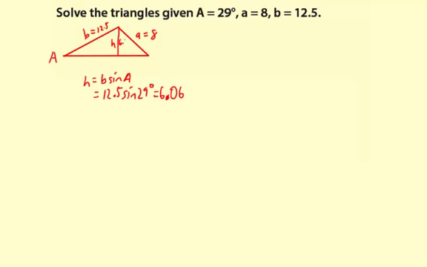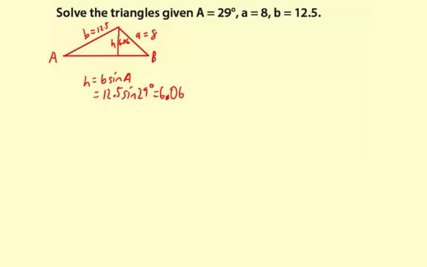Okay, so 6.06, and since the height is shorter than A, which is shorter than B, we can have two possible triangles. One would be the triangle that you see, and the other one would be like that. But we'll get to that in just a minute. First, I'm going to use the law of sines to solve for the first triangle.